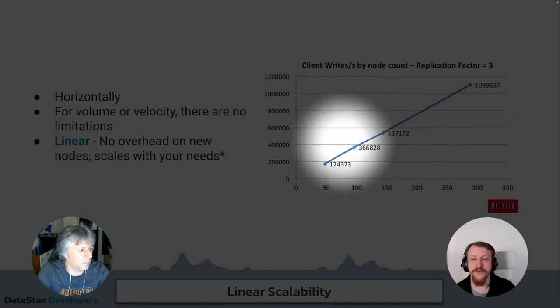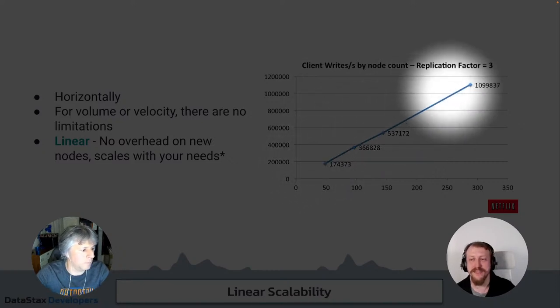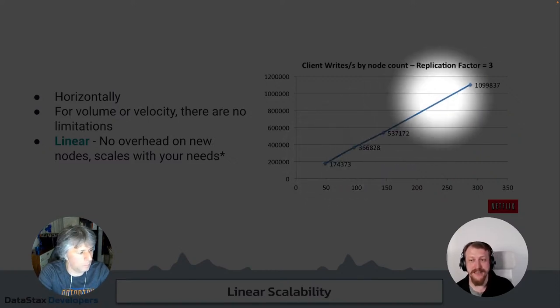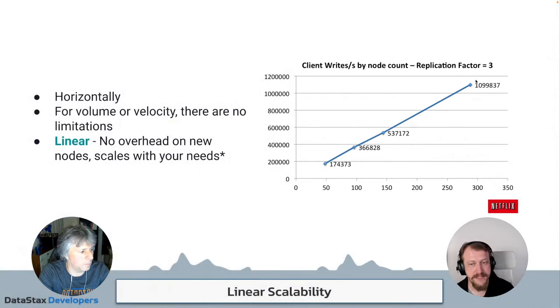And look how nice and straight this line is. Most databases have overhead when adding new servers. When you add a server, at some point it will not help your cluster anymore. And this line is straight. It has this linearity. It is a totally great feature, which is very important for many projects. Now, do you see this mark over here?